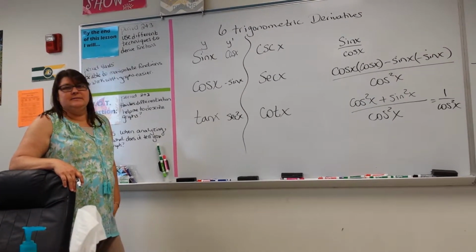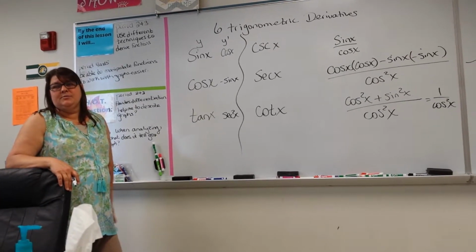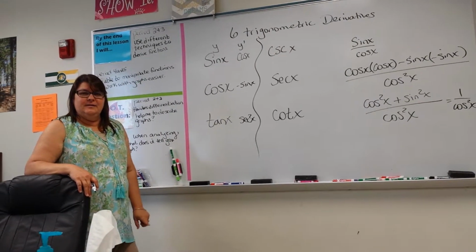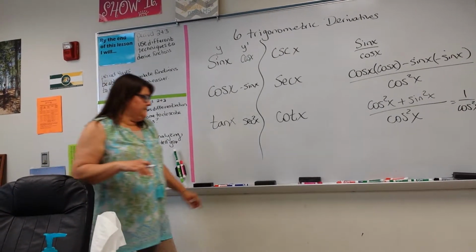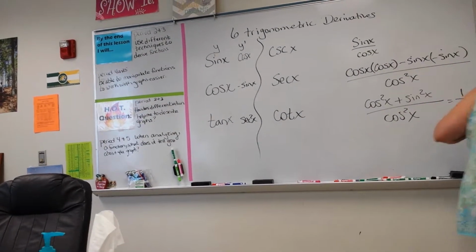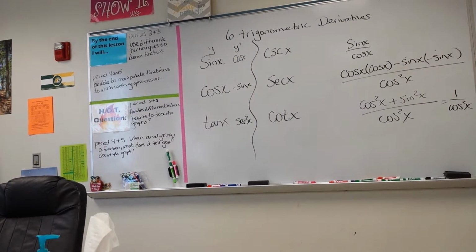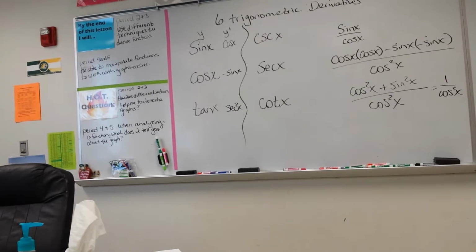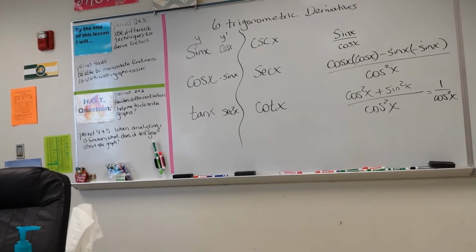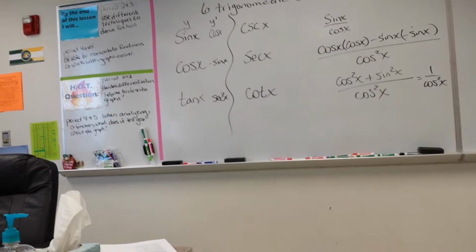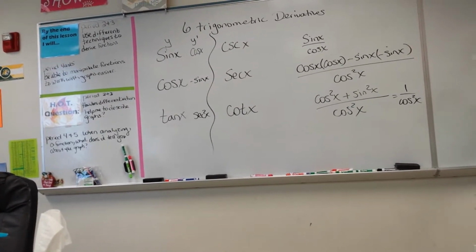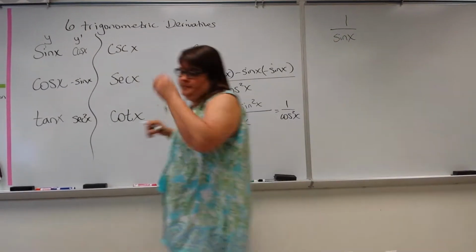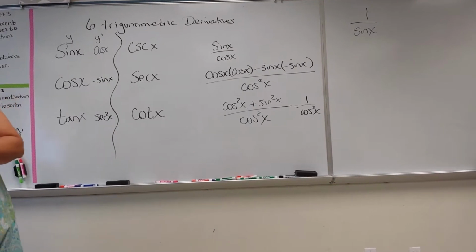How would you rewrite cosecant in order to be able to use the quotient rule to find its derivative? 1 over sine. Try it yourself. Give it a go. What's the derivative of 1, by the way? That's 0, right? Well, not the whole thing. You're going to do low d high minus high d low over low low. It'll be a negative something. I'll give you 2 seconds to give it a try, a whirl, and I'll help you through it.